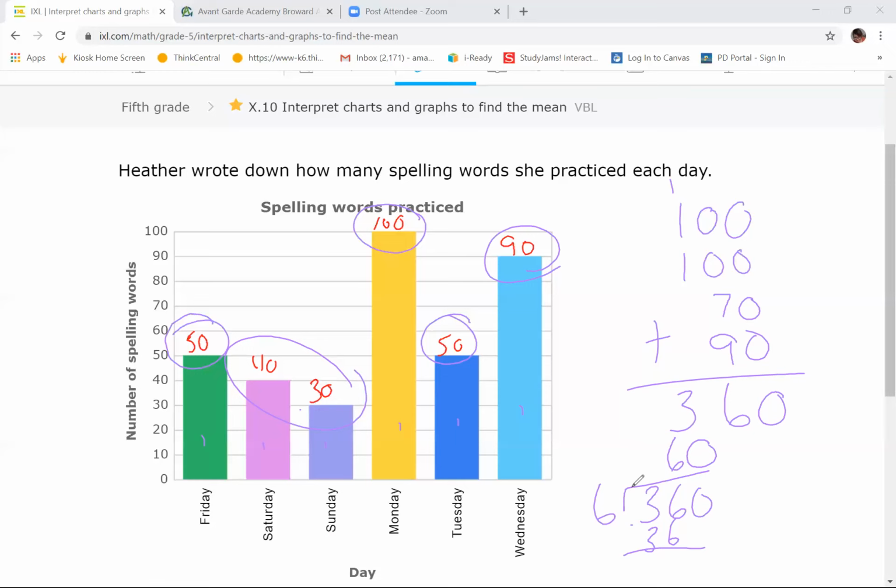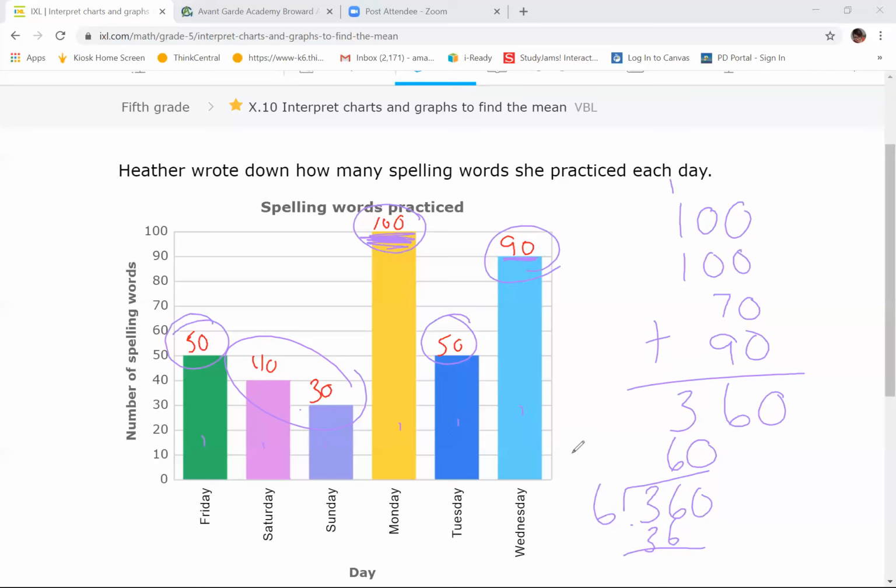Did she study 60 words on Thursday? Nope. She didn't study at all on Thursday. That was her day off. That was her soccer practice day. But because she did so many on this day, she did more than 60. And on this day, she did more than 60. It made up for Thursday having a 0. It balanced everything out, okay?